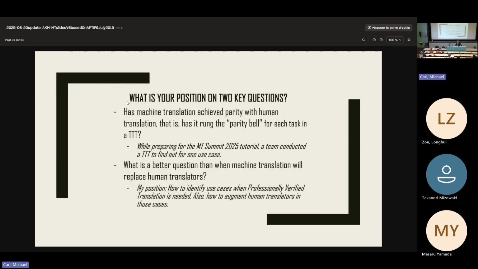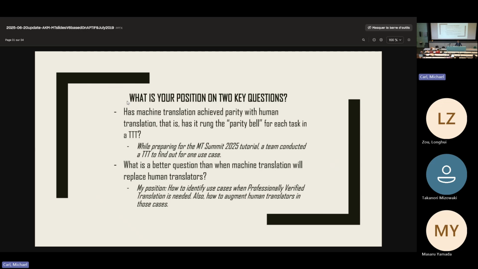You can guess my answer to the question of will that happen. I won't state it right now, but you can ask me later. My position is, rather than trying to predict the date like Alec Ross, by 2026, next year, there will be no more human translators, no more professional translators. I think that is counterproductive.